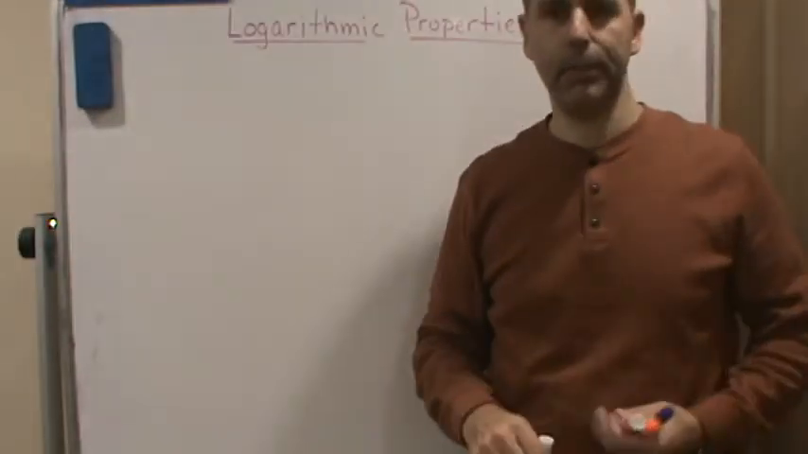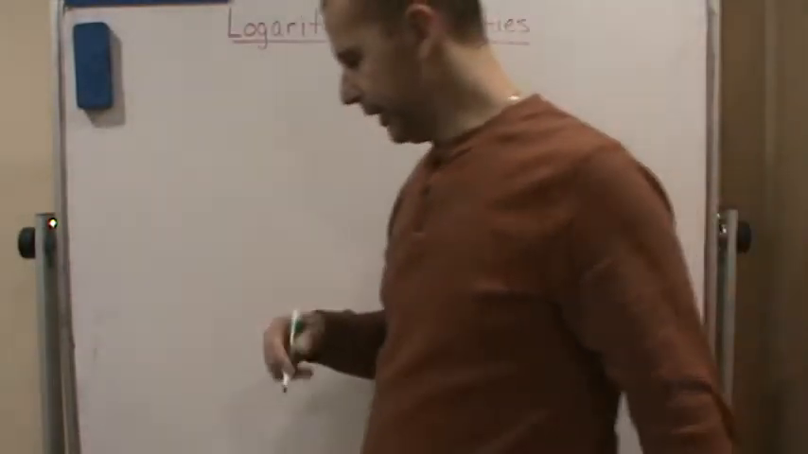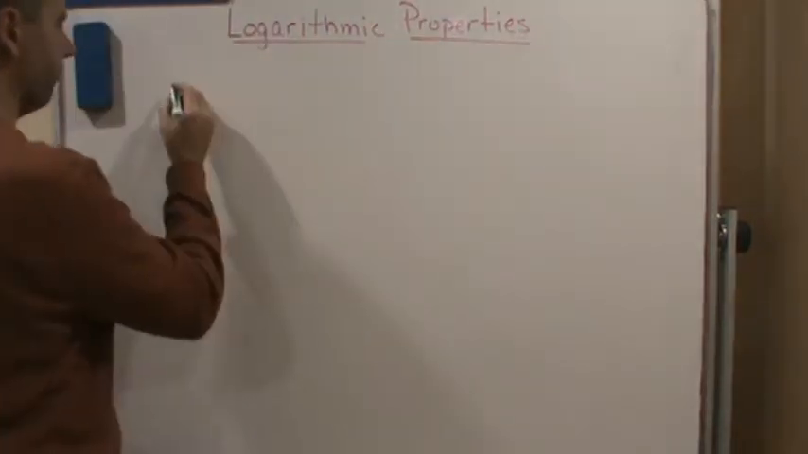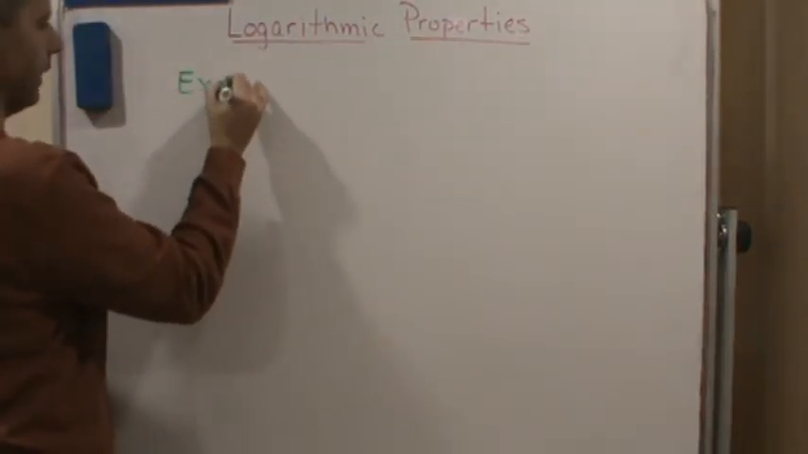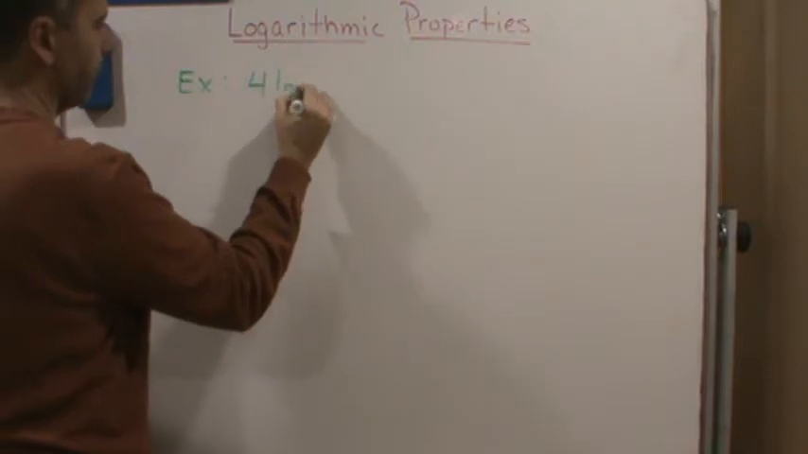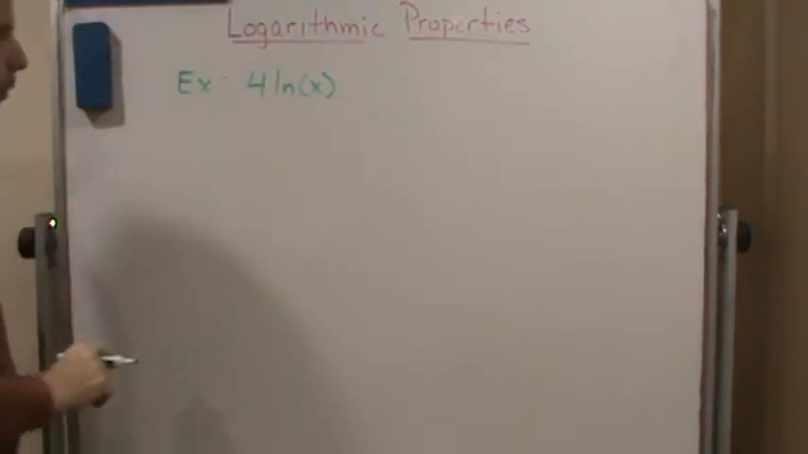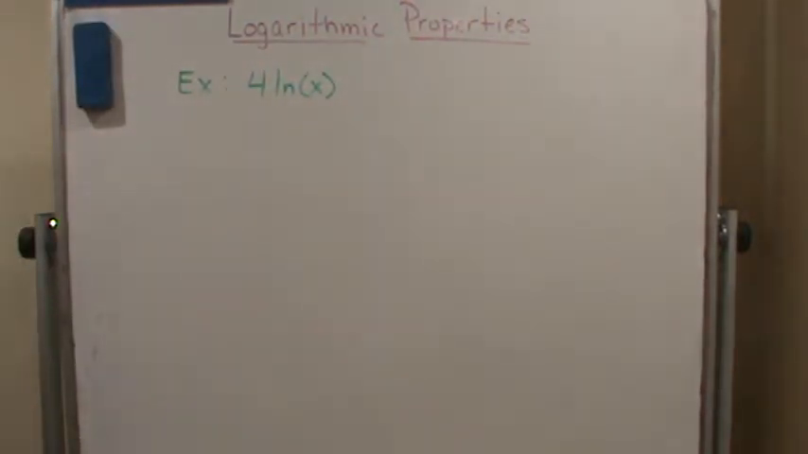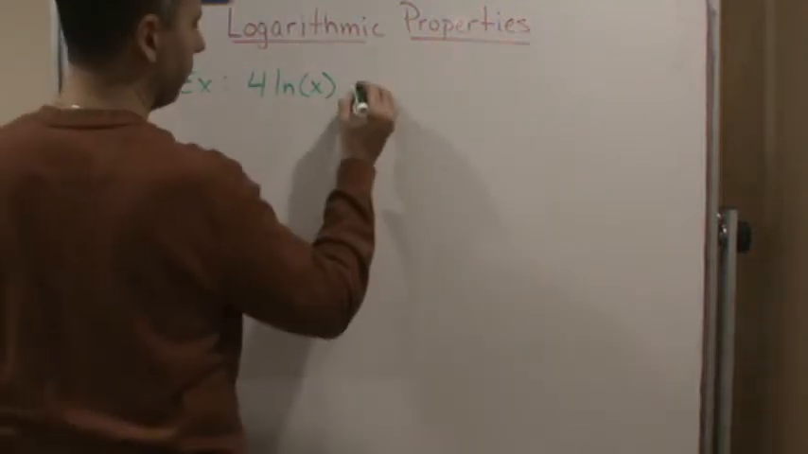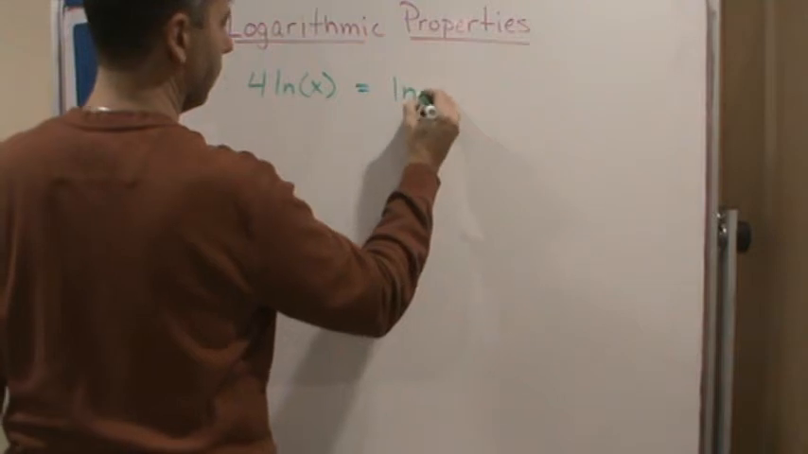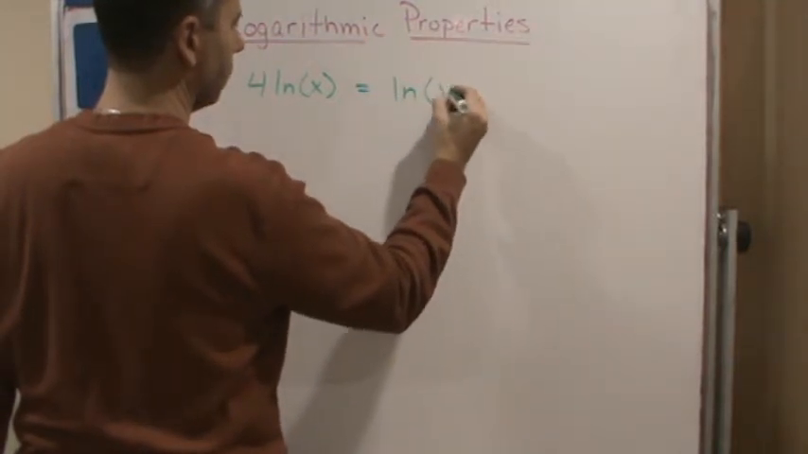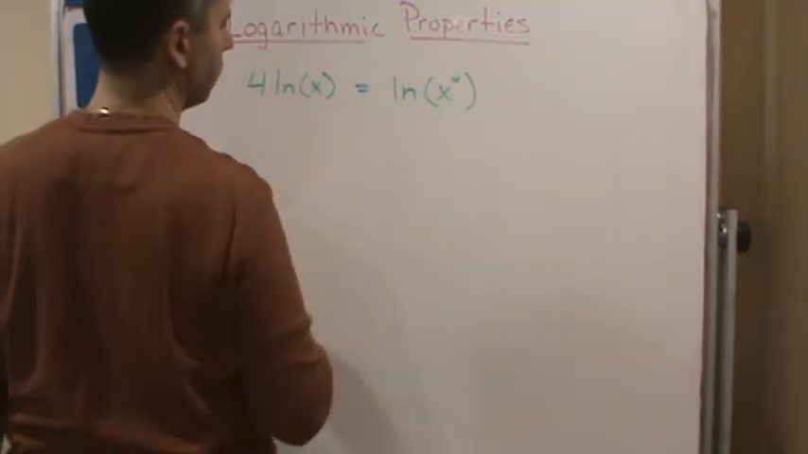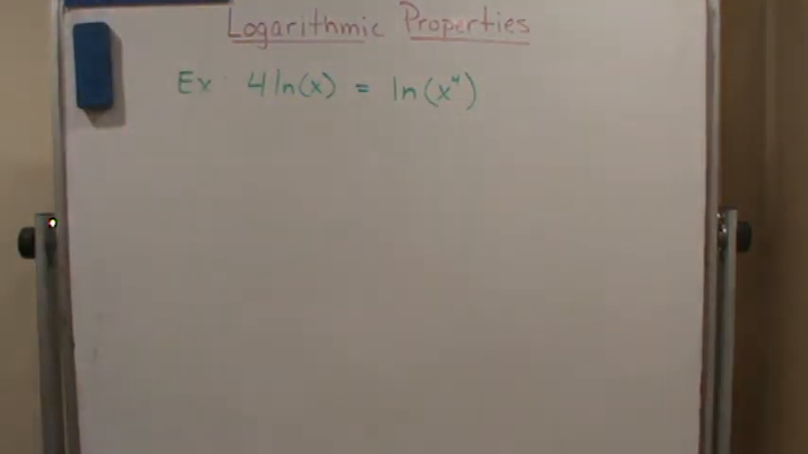Okay, here's another example of using the power rule, because you can go the other way around. So let's say we have 4 times the natural log of x, and we want to write this as a single log with a leading coefficient of 1. Well, all we have to do is use the power rule. And we're done.